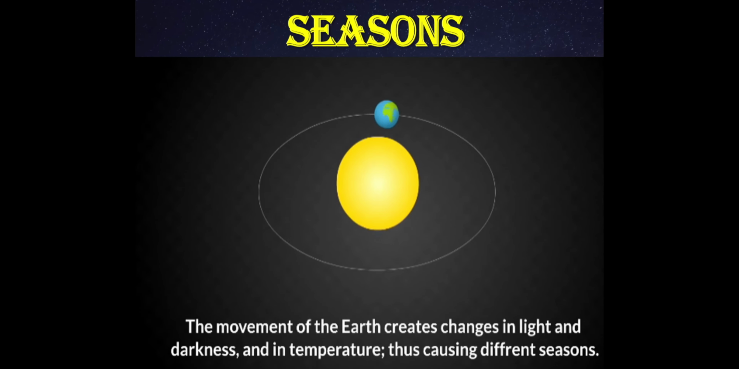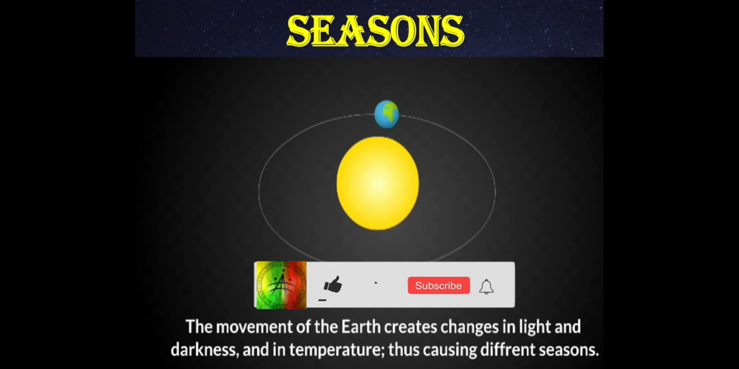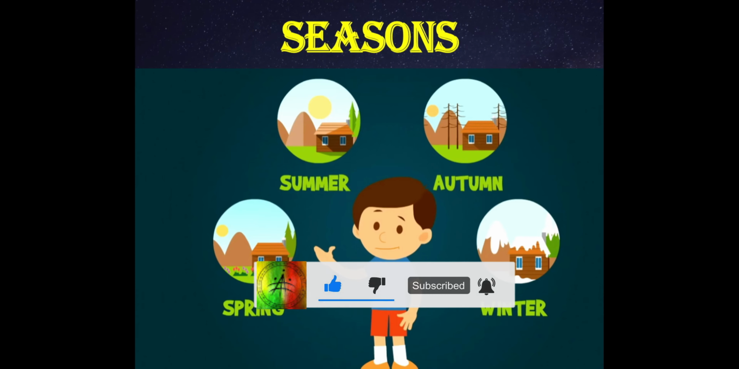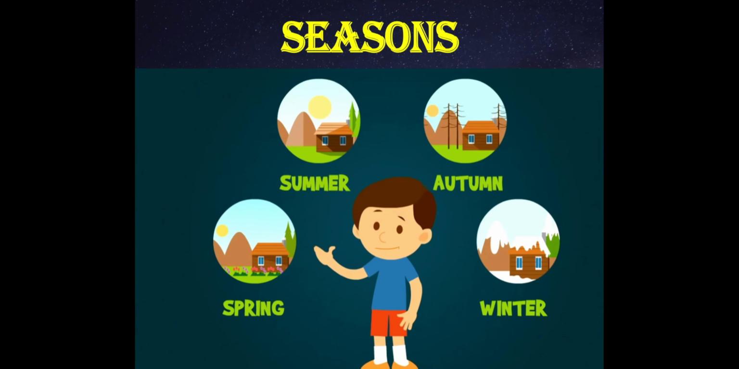Now we will see what seasons are and how seasons change on the earth's surface. Because the sun never changes, only the movement of the earth changes the light and darkness and the temperature, thus causing different seasons. What is a season? Seasons are different times during the whole year with different types of weather. Some regions do not have seasons the same way as others do, but all parts of the earth have some seasonal changes in areas.